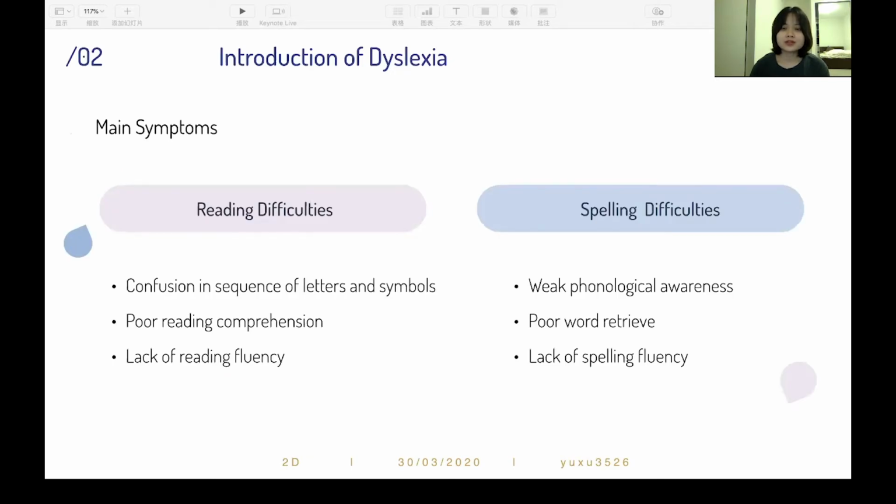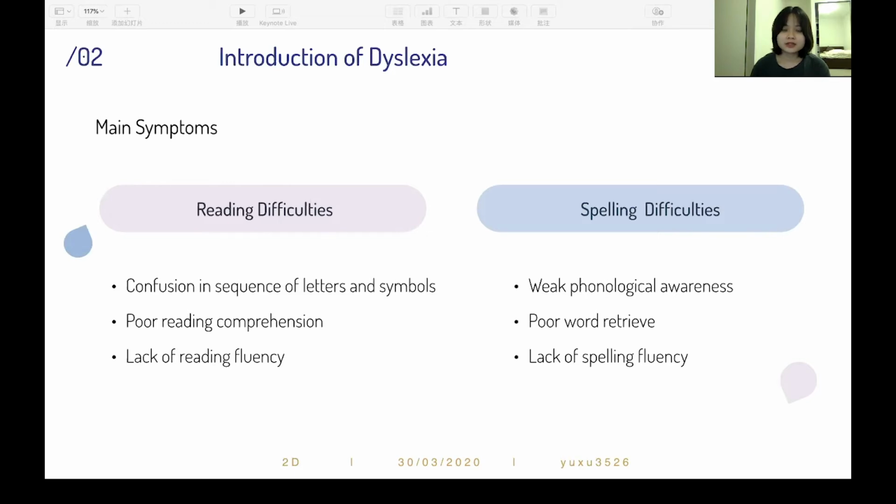Dyslexia affects individuals in very different ways. So there are some symptoms, and they can roughly be divided into two types: reading difficulties and spelling difficulties. Reading difficulties include confusion in the sequence of letters and symbols, which can lead to poor word recognition. Reading difficulties also include poor reading comprehension and a lack of reading fluency.